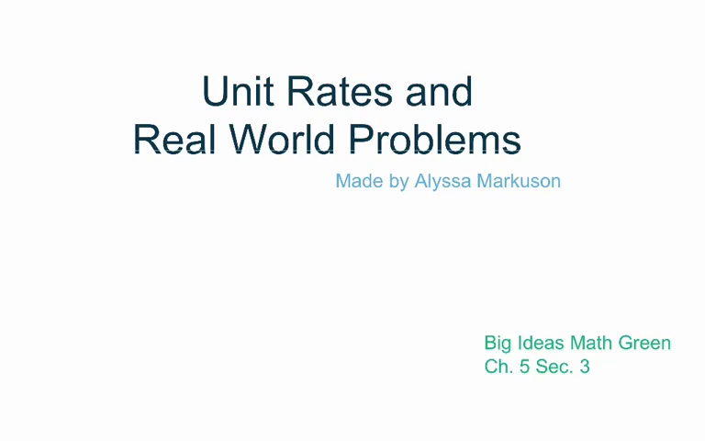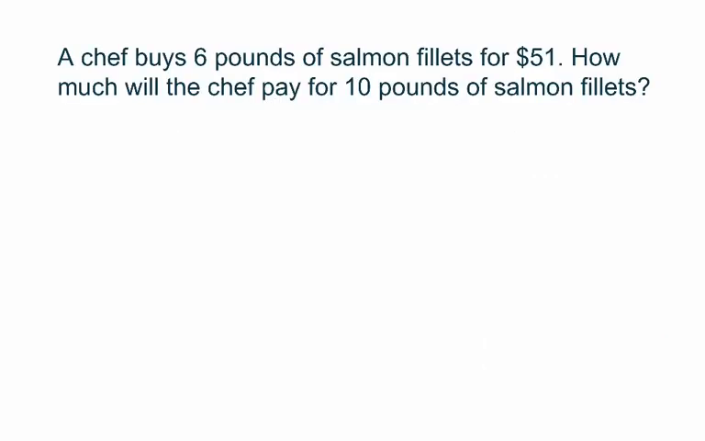In our last video, we learned about rates and finding unit rates. In this video, we are going to be talking about how we can use unit rates to solve real-world problems. Our first problem is a chef buys 6 pounds of salmon fillets for $51. How much will this chef pay for 10 pounds of salmon fillets?